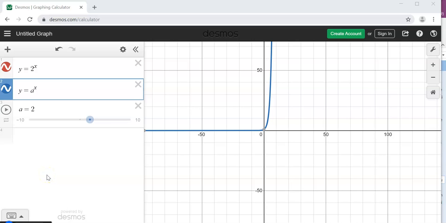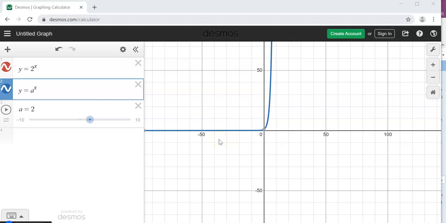Hi guys, in the last video I introduced you to a general idea about what exponential functions actually look like. And now what I want to do is have a look at some transformations of these particular exponential graphs. So I've got two graphs here. I've actually got one laid on top of the other.